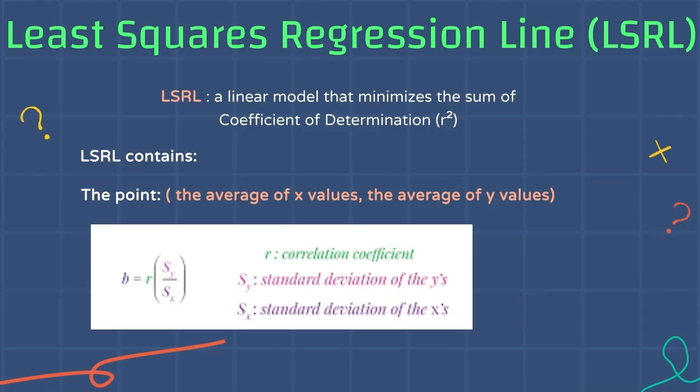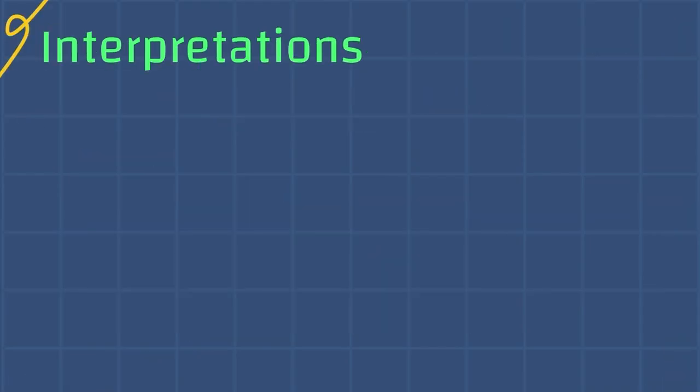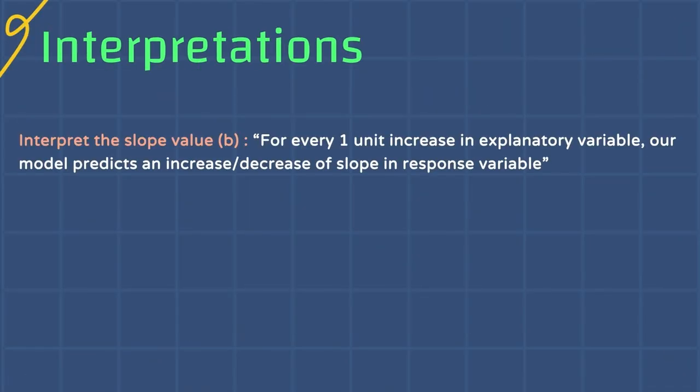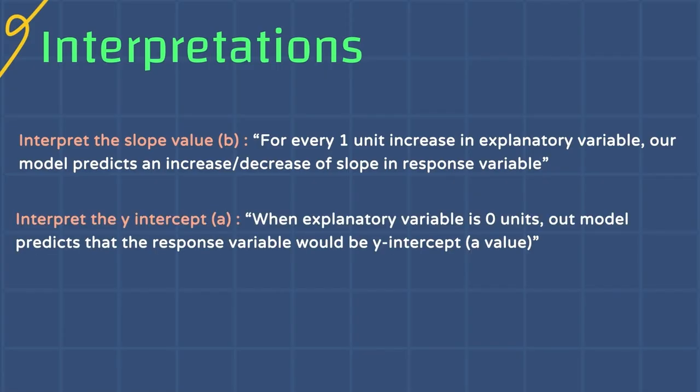Now for interpretations. To interpret the slope value, we usually use this format: for every 1 unit increase in the explanatory variable, our model predicts an increase or decrease of the slope value in our response variable. And for interpreting the y-intercept a: when the explanatory variable is 0 units, our model predicts that the response variable would be the y-intercept value, the a value. You don't have to use this exact format, but it should include the same information.